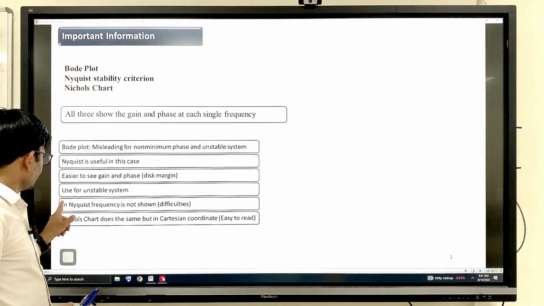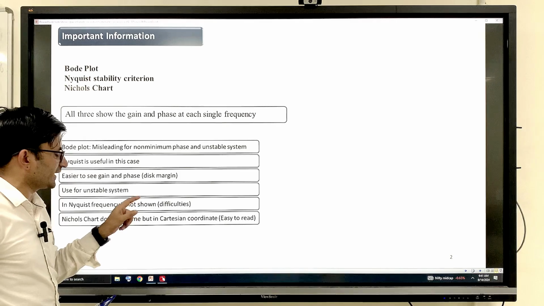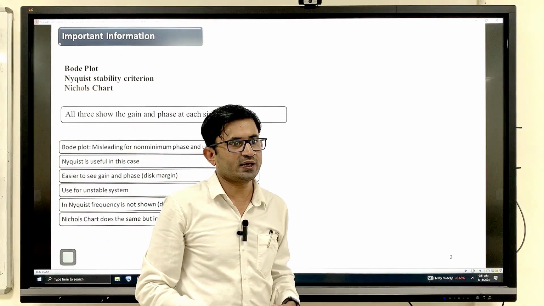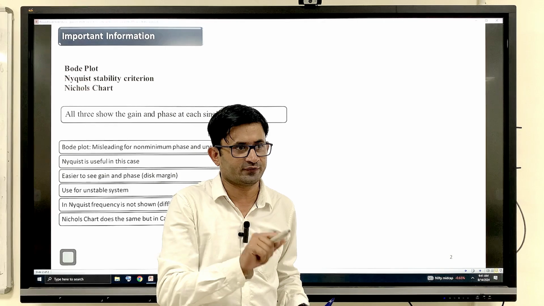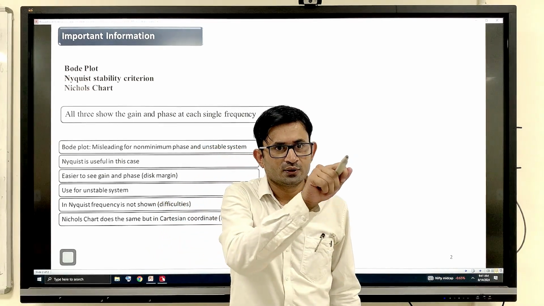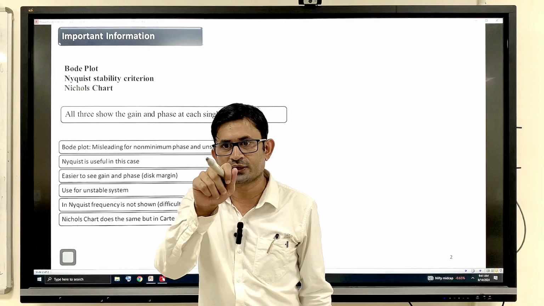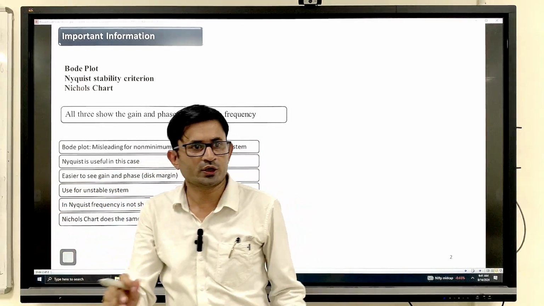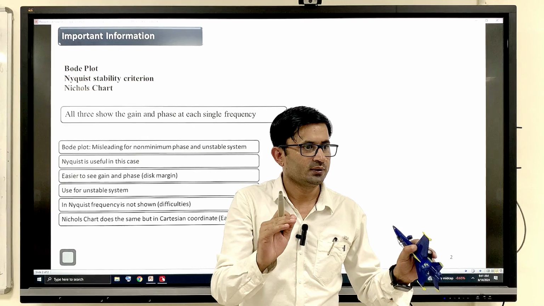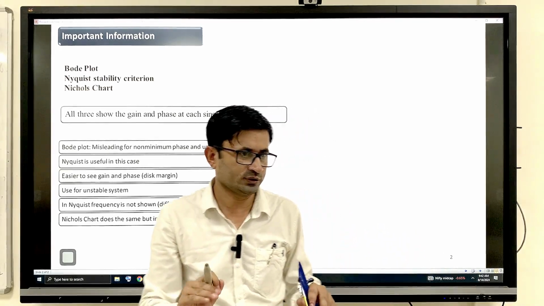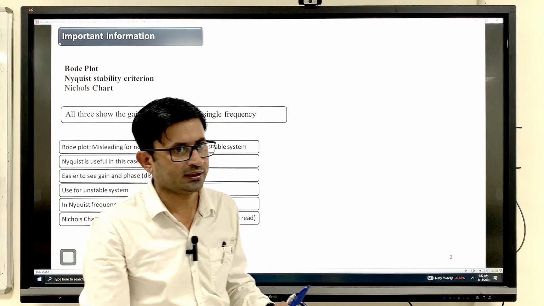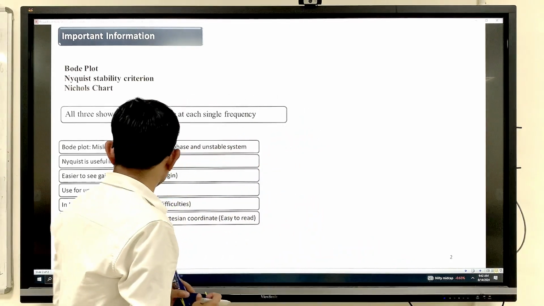Agree with me, right? In Nyquist, frequency is not shown. That is the difficulty actually. Because when I was drawing the graph, you have not seen any kind of frequency, right? In Bode, you have seen frequency, low frequency, tracking, and then dropping. So actually, you can have some kind of visual, but in Nyquist, you cannot. So that is a difficulty. But if you know how to draw, like I said, then it will be easy for you.